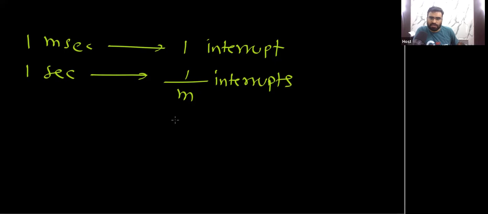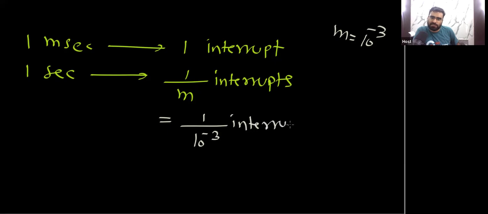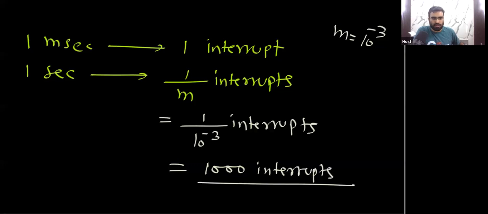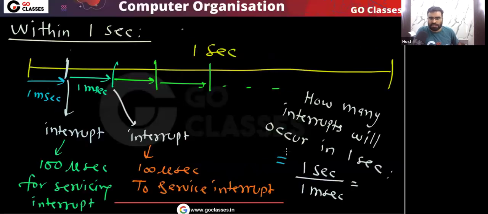Okay, and what is that? Milli simply means 10 to the power minus 3. So that will be 1 divided by 10 to the power minus 3. That is 1000 interrupts will occur. Is this clear? In 1 second, 1000 interrupts are occurring.